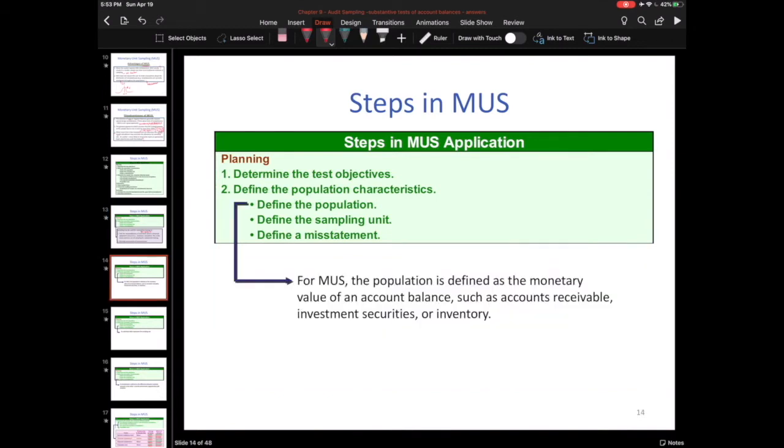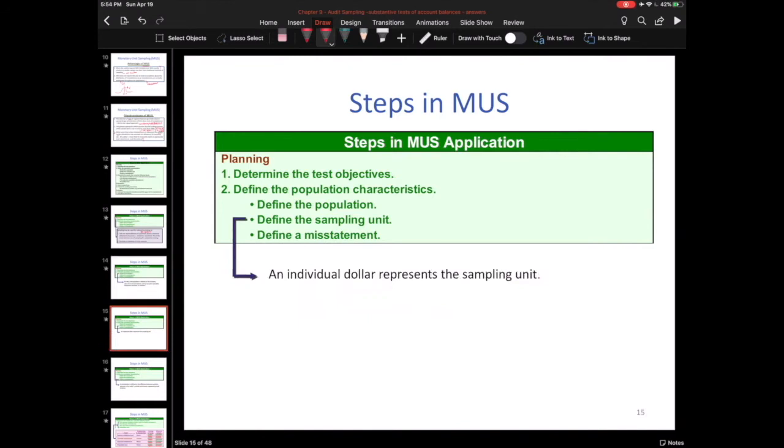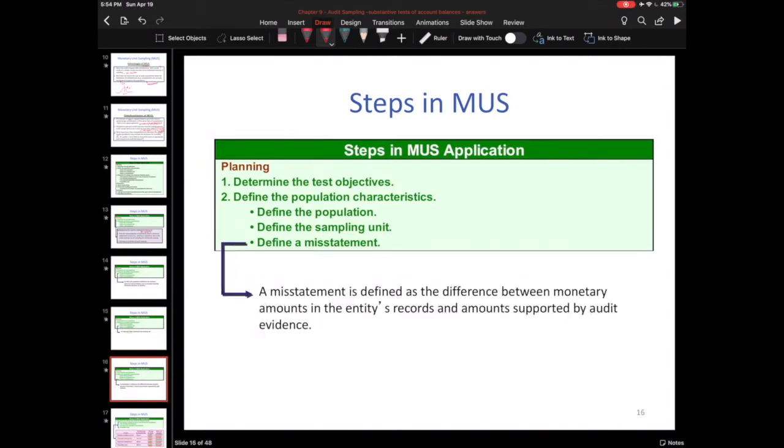So first off, we define the population. For MUS, the population is really the book value of the account balance you're testing. So earlier we were talking about the inventory account balance, or it could be the AR account balance, etc. The sampling unit in this case is each individual dollar. And the misstatement, which is like the deviation in the TOC, will be the difference between the book value and the value actually supported by my audit evidence, which we keep calling the audit value.